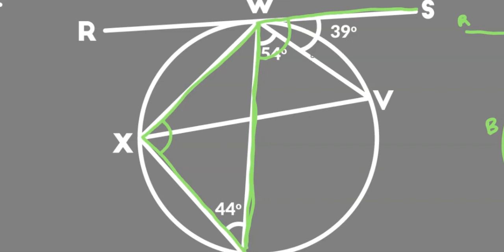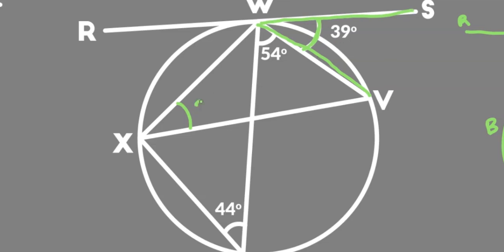Let's try using this rule in a much different way. We've got a 39 degrees here. The line here has formed an angle with the tangent. Therefore, the angle that is opposite this line has the same value as this angle here. Hence, the angle at X is going to be 39 degrees.